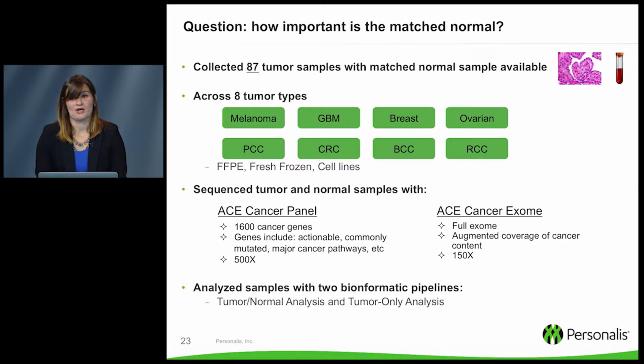So we set out to answer this question: how important is the matched normal? To do this, we collected 87 tumor samples where a matched normal sample was available, either blood, adjacent normal, or both. These samples ranged in tumor type from melanoma to renal cell carcinoma, and in sample type with fresh frozen, FFPE, and some cell lines in the mix. We sequenced these samples using the 2 assays I've described, the ACE Cancer Panel and the ACE Cancer Exome. Sequencing data from each sample was then analyzed using 2 bioinformatic pipelines, our tumor-normal analysis and our tumor-only analysis.